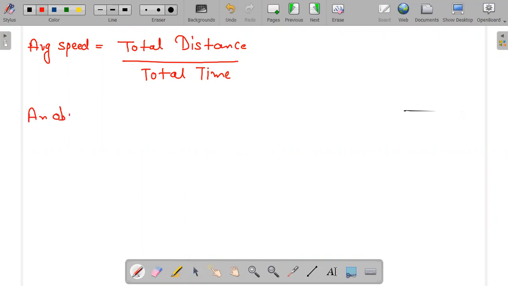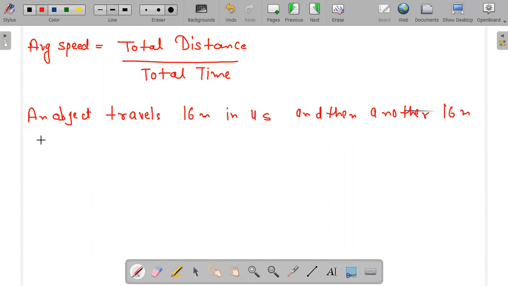An object, as you are a human being, science considers you an object, travels 16 meter in 4 seconds and then another 16 meter in 2 seconds. Now you have to find out the average speed.